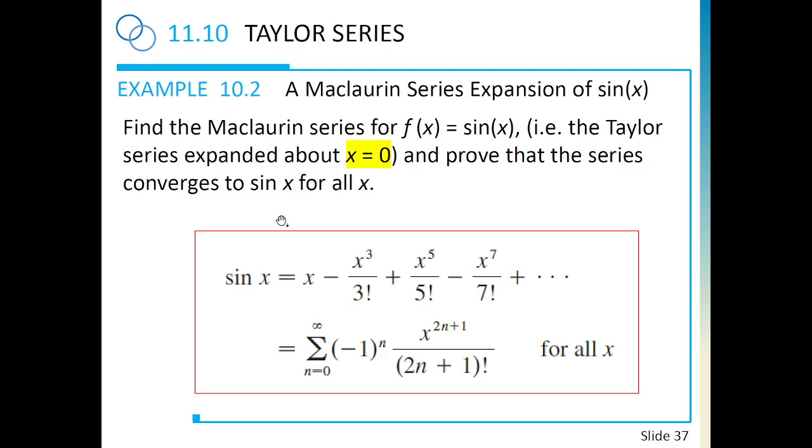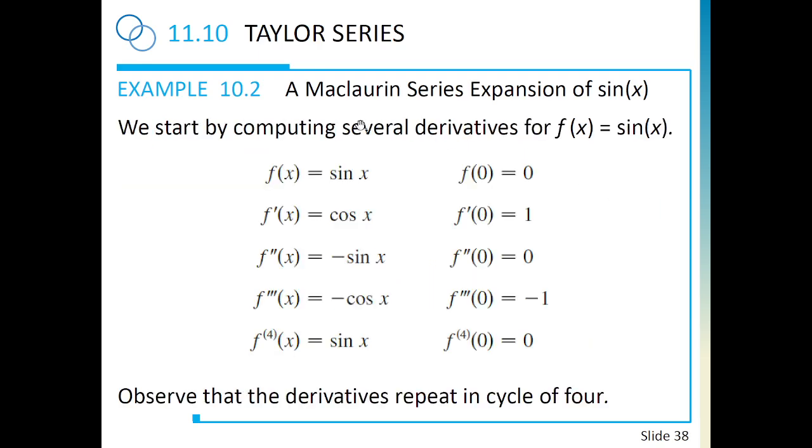So what do we do? Well, we need to apply the formula. This is the result. Let's see how we got it. The formula says I need a lot of derivatives evaluated at 0. I have my function sine, and I need to evaluate it at 0. The derivative is cosine, and I need to evaluate it at 0. The derivative of cosine is negative sine.